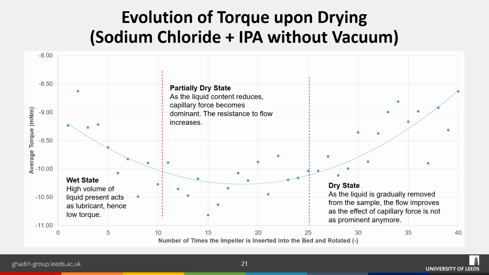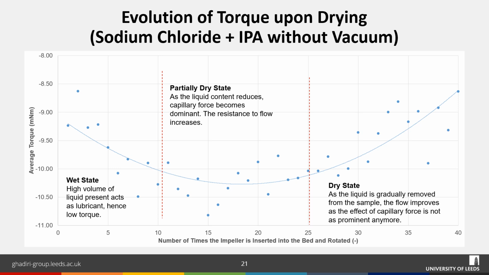Now, if we were to repeat the same process without the vacuum, we get a very nice curve which shows three different regimes of the drying process. At first, when we have a high volume of IPA in the system, the mixture behaves like a slurry in which the solvent acts as a lubricant, hence reducing the resistance to flow. As the IPA dries off, the mixture then gets to a state where the capillary force becomes prominent, and that increases the resistance to flow. As the drying progresses, eventually all the IPA evaporates and only the sodium chloride crystals are left, which are free-flowing.